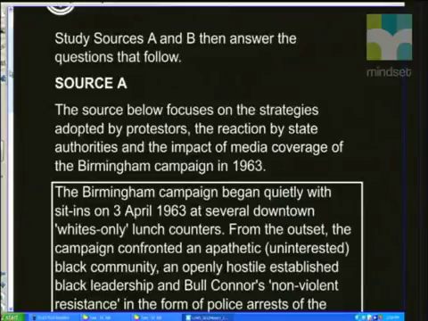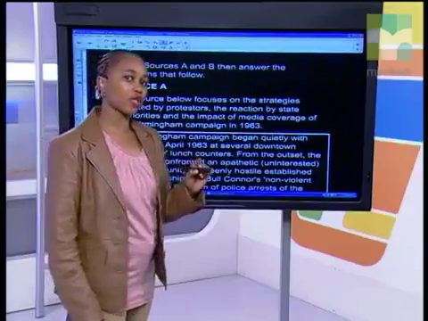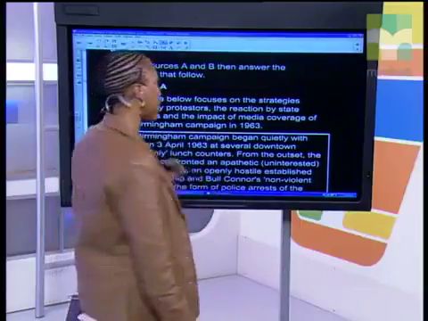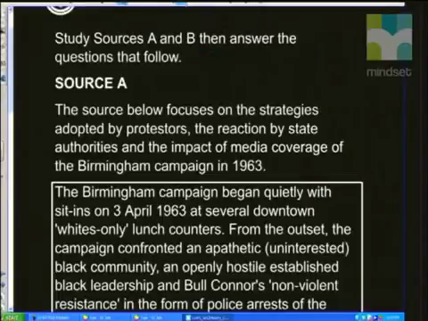Source A, the source below focuses on the strategies adopted by protesters, the reaction by the state authorities, and the impact of media coverage of the Birmingham campaign of 1963. I'm just going to underline a few things because this caption is very important. It's going to help you answer the questions later on. So we'll look at our caption again. It says it focuses on the strategies adopted by the protesters. In case you get a question asking you how the protesters protested against the government at the time, then you know that the source will have that information.